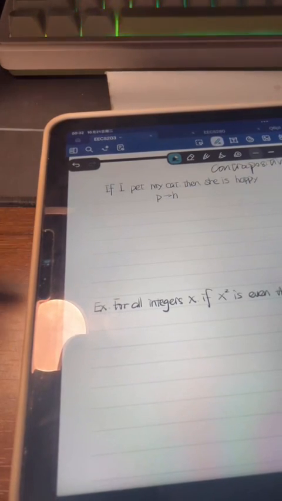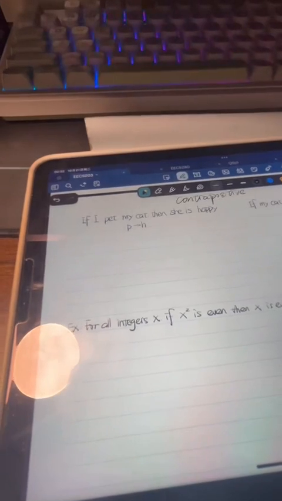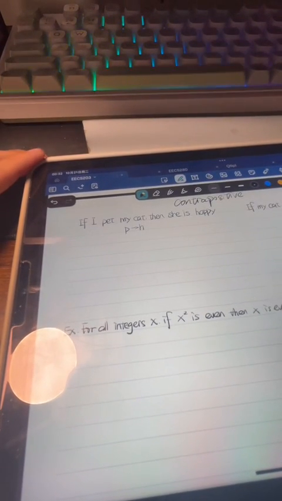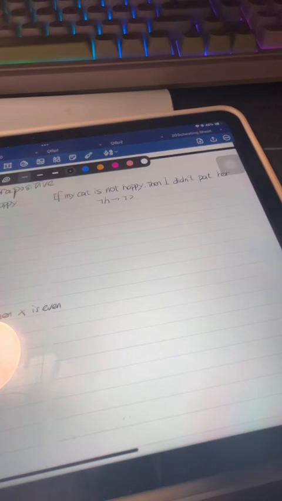If we're trying to say that two statements are equivalent, we have to show that their truth tables are equal, right? First, we have these two statements: if I pet my cat, then she's happy, and if my cat is not happy, then I didn't pet her. We need to show that these two statements are equivalent.